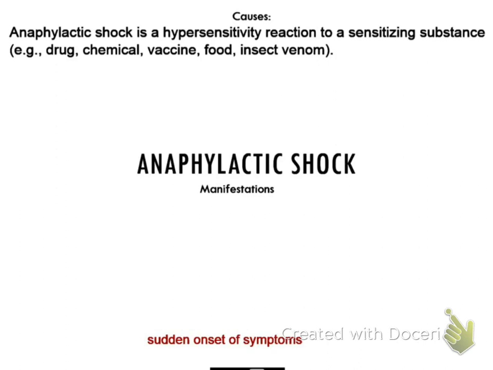Back to our anaphylactic shock. So the cause is a hypersensitivity to some sort of substance, whether it be a drug, chemical, vaccine, food, insect venom, the trees outside.